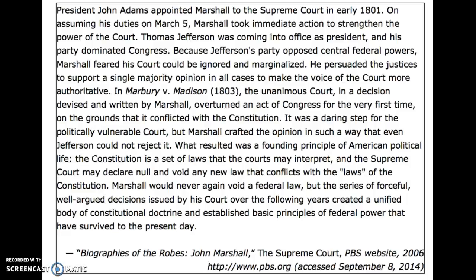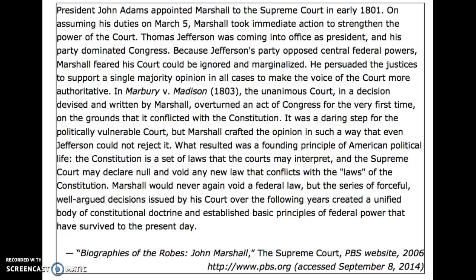President John Adams appointed Marshall to the Supreme Court in early 1801. On assuming his duties on March 5th, Marshall took immediate action to strengthen the power of the court. Thomas Jefferson was coming into office as president, and his party dominated Congress. Because Jefferson's party opposed central federal powers, Marshall feared his court could be ignored and marginalized. He persuaded the justices to support a single majority opinion in all cases to make the voice of the court more authoritative.